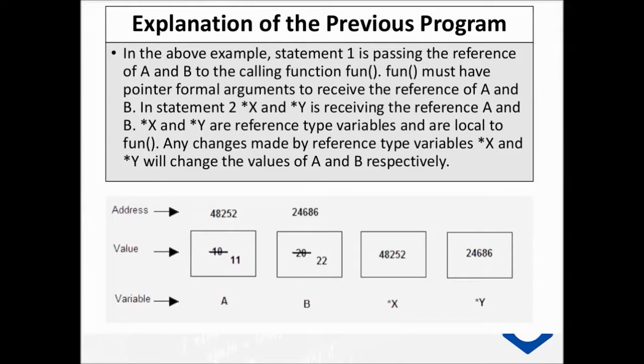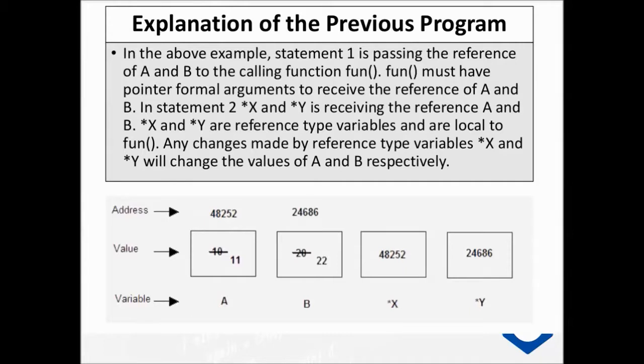Then we call our function, and in the function call, instead of values, the addresses go to the variables or parameters of the function. So x and y receive, instead of values, the addresses. X receives the address 48252 and y receives the address 24686. Then we store static x equal to 11 and static y equal to 22.